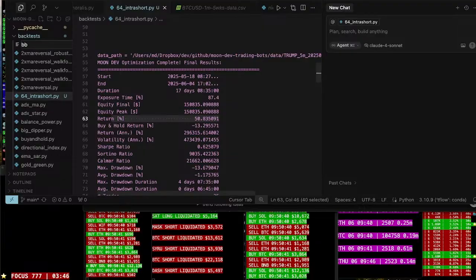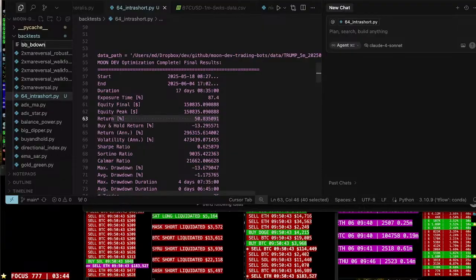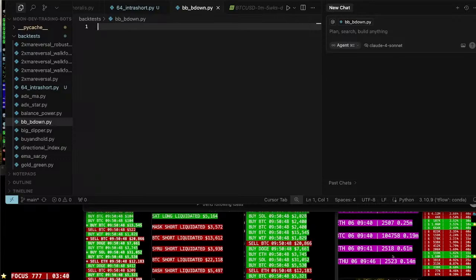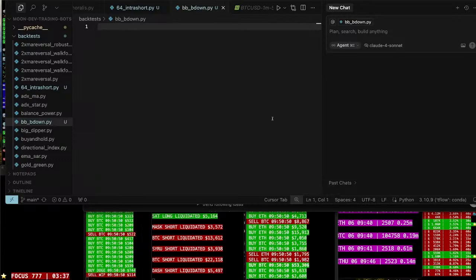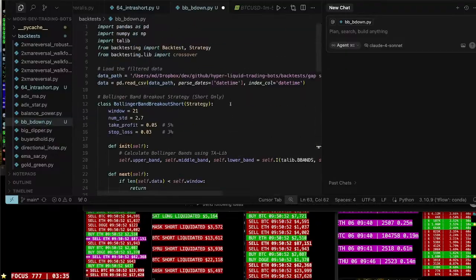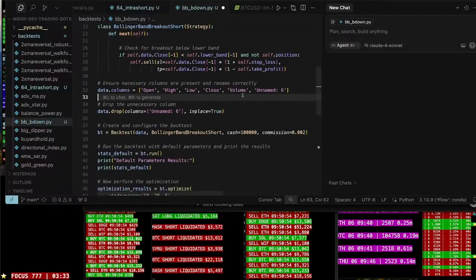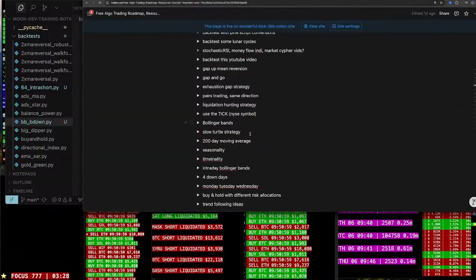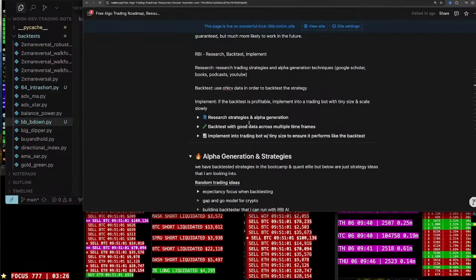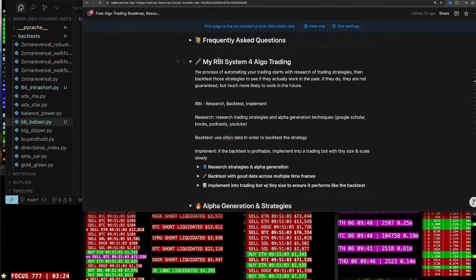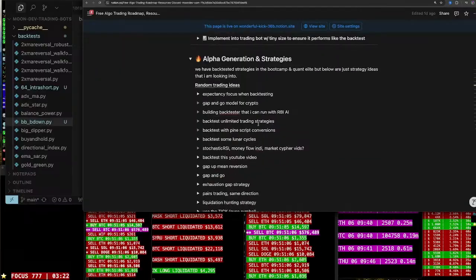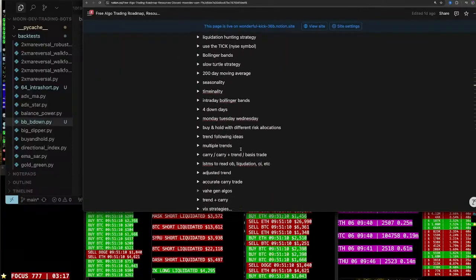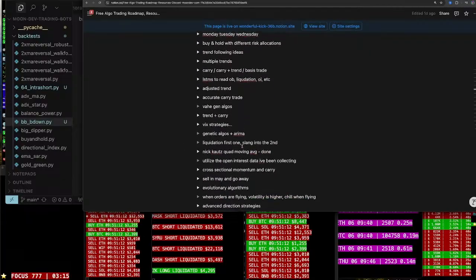I'm going to call this BB bdown.py. And I think there's a couple Bollinger Band ones here, but you can see I just copied this code in here. This is my template code that I have in that free resource that is on moondev.com. I just pulled it from here in the backtesting part of the RBI system. Intraday Bollinger Bands. There was a Bollinger Band one that I wanted to look into here.